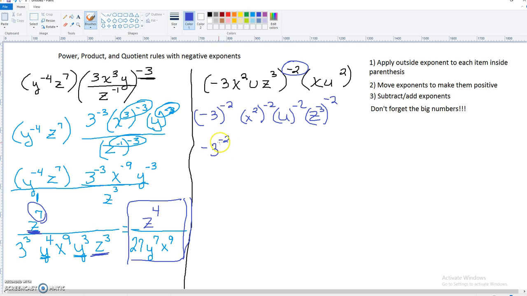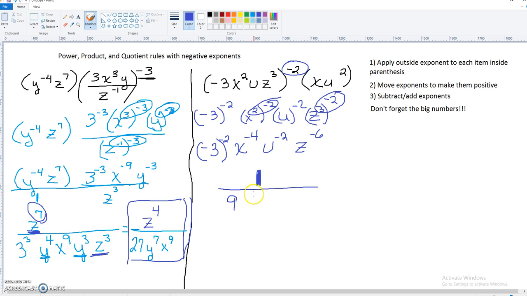Alright, so this we're going to leave alone for the moment. And then we're going to go back and multiply that. So that gets us x to the negative 4th, u to the negative 2, and then we're multiplying this, so z to the negative 6. And as you can see here, every single exponent is negative. So that means it's going to have to be moved to the denominator, which means we only have 1 in the numerator. So negative 3 squared, because we're moving it at this point, is going to be 9.